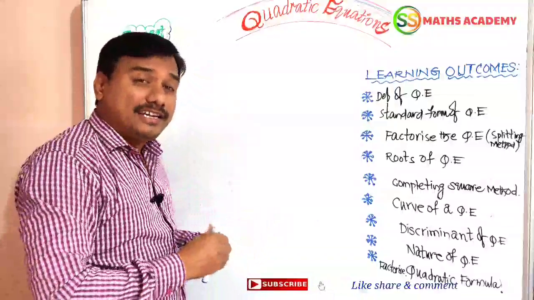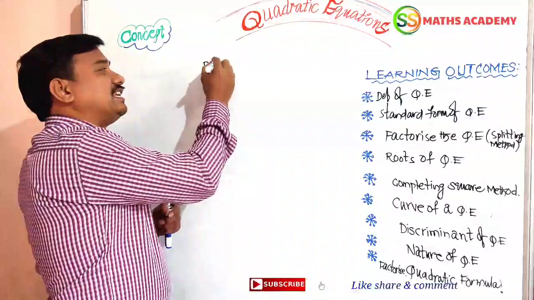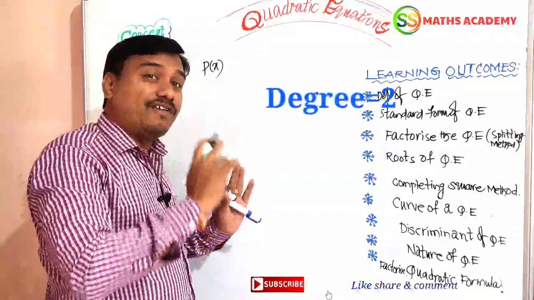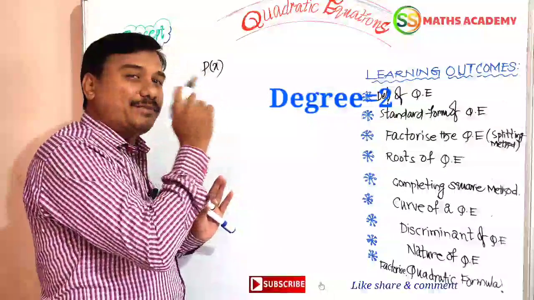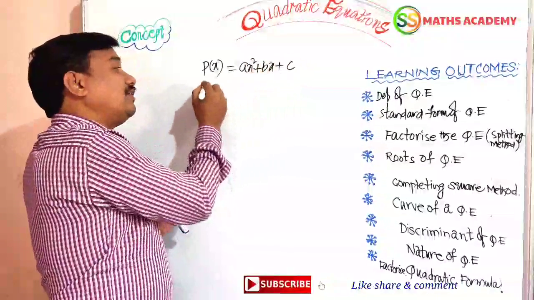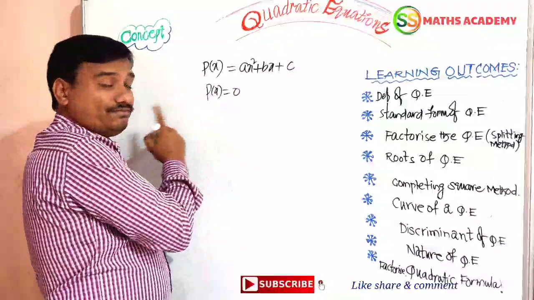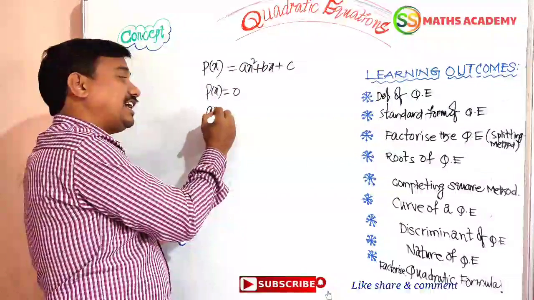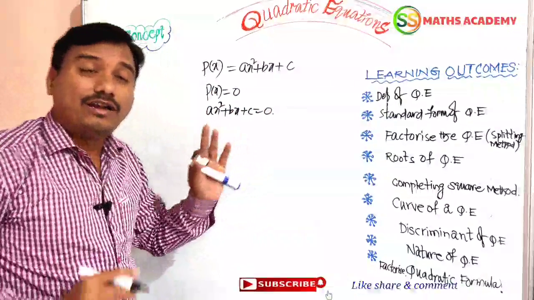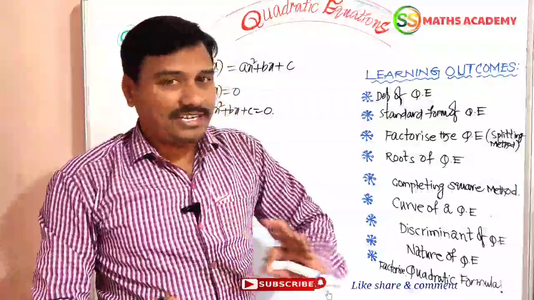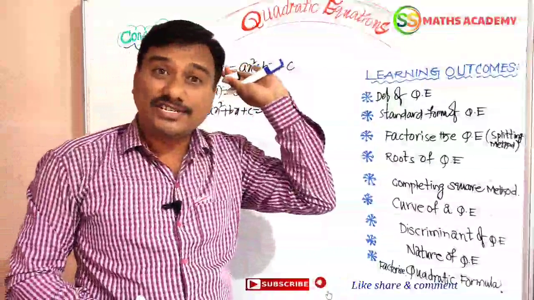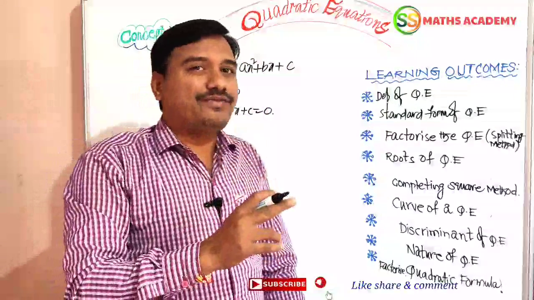For example, dear friends, if p of x is a polynomial having highest degree 2, such a polynomial is called a quadratic polynomial. When p of x equals 0, that means ax square plus bx plus c equals 0, then it is called a quadratic equation. Right, clear? That is the standard form of a quadratic equation.